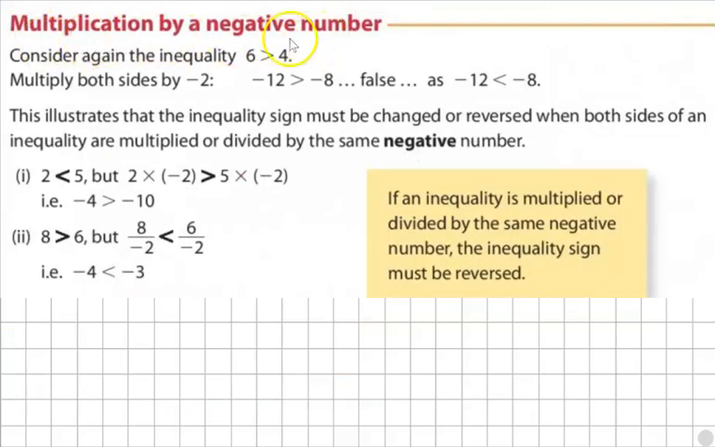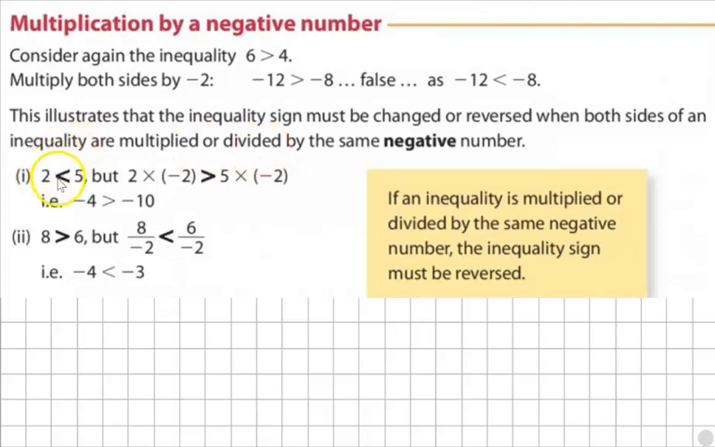Multiplication by a negative number. Consider again the inequality 6 is greater than 4. Multiply both sides by minus 2. So 6 multiplied by minus 2 is minus 12, and 4 multiplied by minus 2 is minus 8. If we were to say minus 12 is greater than minus 8, this is false, because minus 12 is actually less than minus 8. This illustrates that the inequality sign must be changed or reversed when both sides of an inequality are multiplied or divided by the same negative number.